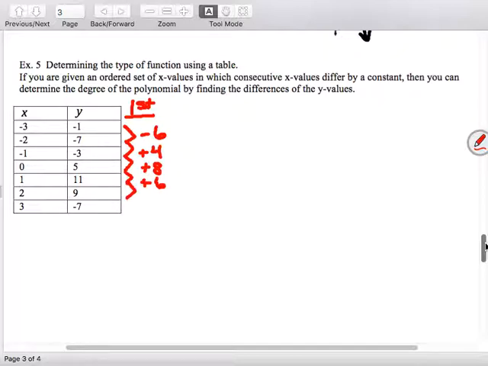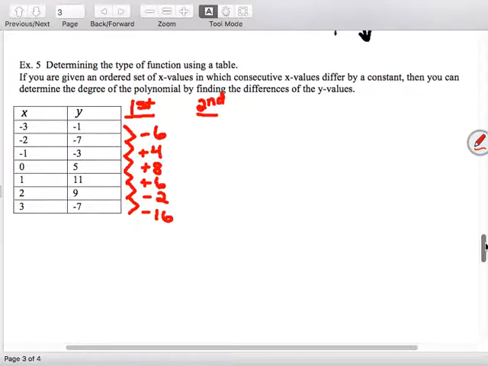From 11 to 9, that went down 2. And from 9 to negative 7, that went down 16. So let me restate it in case I lost you here. What I'm doing is I'm taking the differences of the y values. And for those of you that need a calculator, you would do negative 7 minus negative 1. You take the second one minus the first one, okay? So that's my first differences.